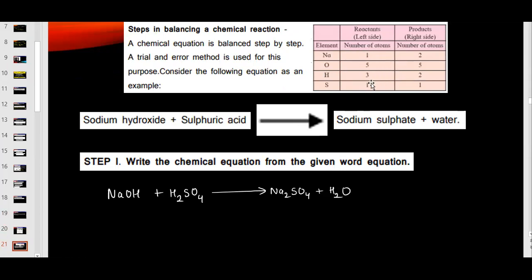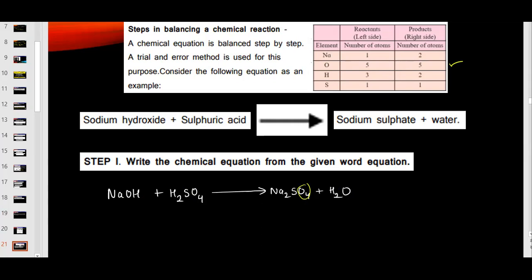If you see the reactant side, sodium is 1, and on the right side, the product, sodium is 2. Na2 means there are 2 atoms of sodium. Oxygen: on the reactant side, this oxygen is 4 and this oxygen is 1. So 4 plus 1 gives you 5 oxygen. On the right side, oxygen is 4 and this is 1, so 4 plus 1 gives 5. So oxygen is balanced, and there is no need to change it.